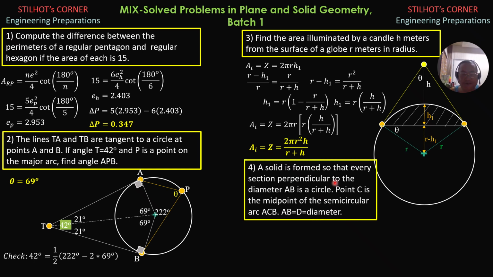A solid is formed so that every section perpendicular to the diameter AB is a circle. Point C is the midpoint of the semicircular arc ACB. AB equals D, the diameter. Let's express the volume in terms of the diameter. By the prismoidal formula, let's have the figure so that you can visualize the situation. Every section perpendicular to this edge AB, or the diameter, is a circle. The diameter of the semicircle ACB is D. Then at the center, the diameter of the midsection is D over 2.